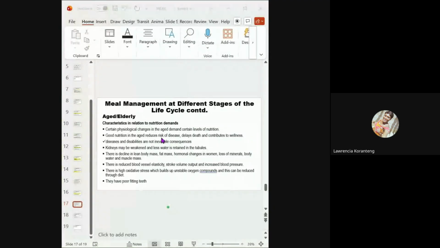So for the elderly, good nutrition is very important to reduce the risk of diseases and delay death. It doesn't prevent death, but it delays it. If you eat well, you stay in good nutrition, we all will die. That is true, but it can delay the time that you will die. Good nutrition contributes to wellness. Sometimes you may live long but you are not well. That is not good. When you are old, you have to be old and well. So for you to be well even in your old age, you need good nutrition.